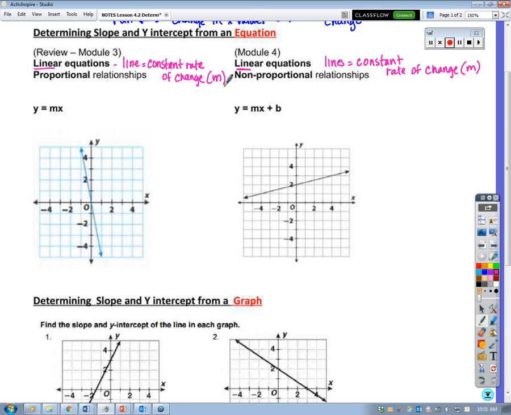The difference between linear proportional relationships and linear non-proportional relationships is that what we were doing in module 3 were linear proportional relationships, and that means that they went through the origin. So they started at 0, 0, or they went through 0, 0, the origin. And what we are starting to do in this module, 4.1 and 4.2, is linear non-proportional relationships, indicating that they do not go through the origin. So they do not start or cross the origin.